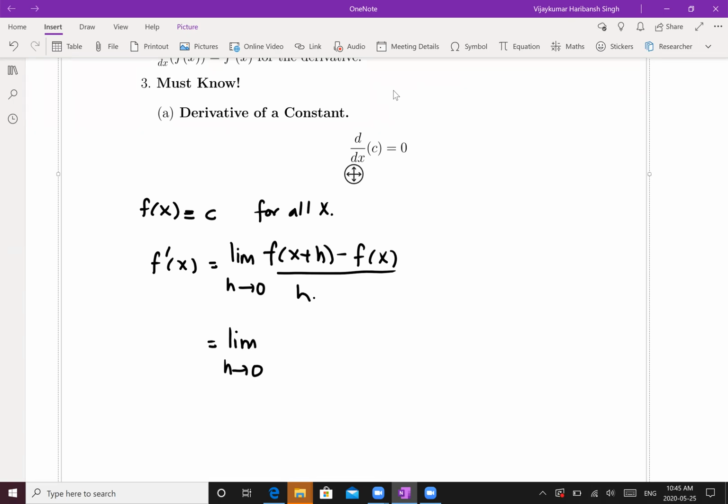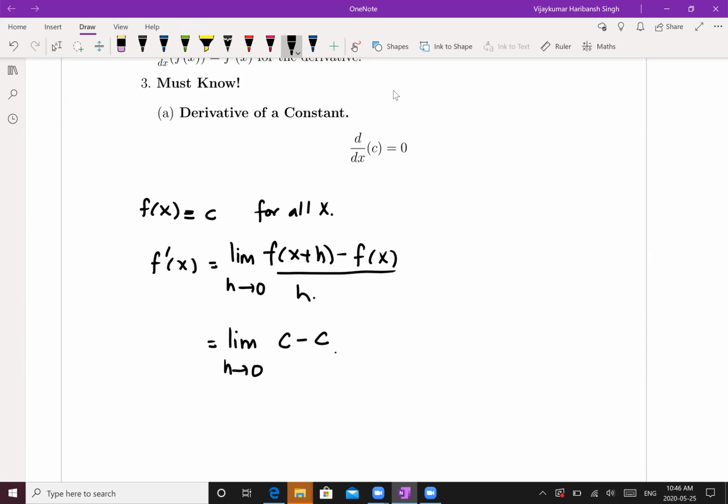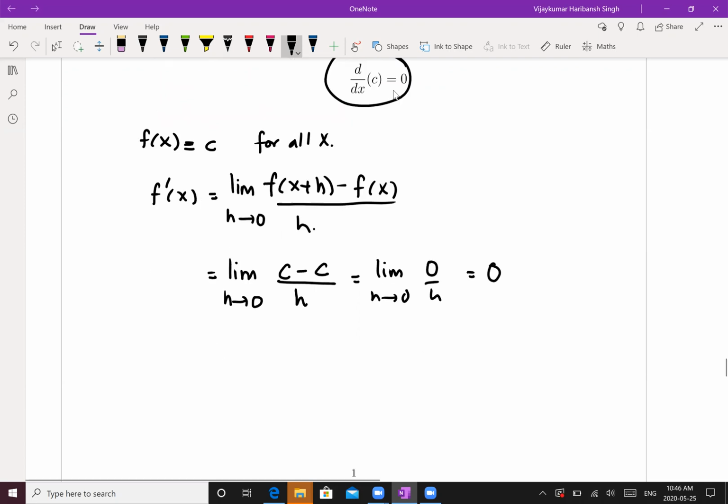So we get c minus c over h, and that is already the limit as h goes to 0 of 0 over h. It's not a 0 over 0 form. Then you get 0 over h, which is 0. So the limit is 0. So the derivative of a constant is 0. In other words, I can write d by dx of c is 0.